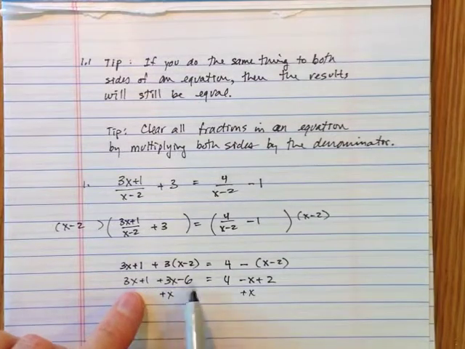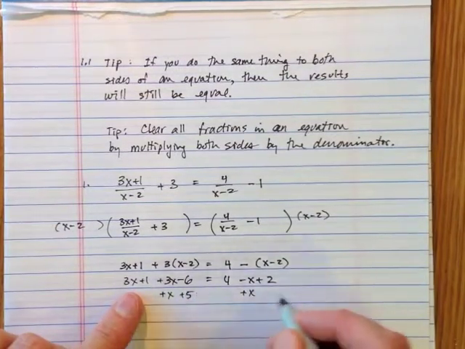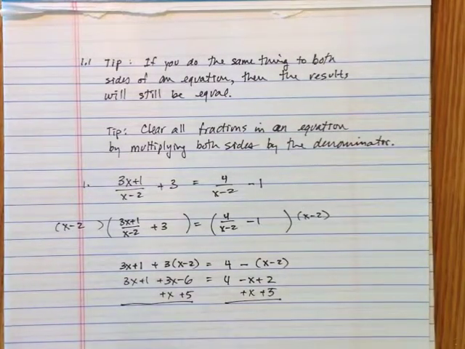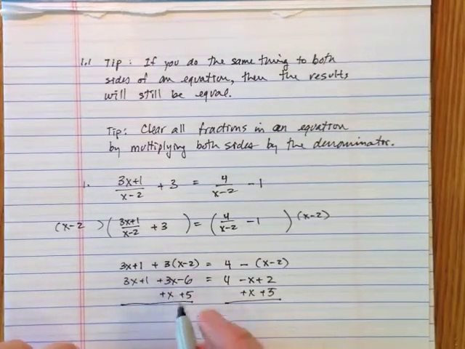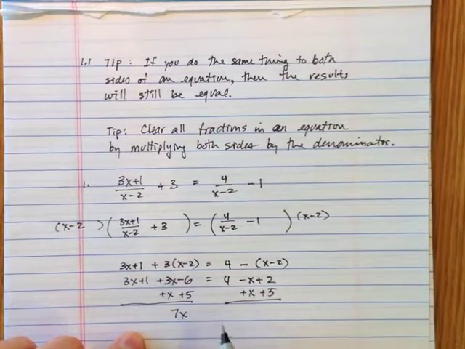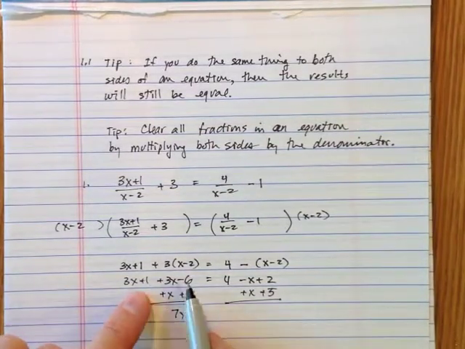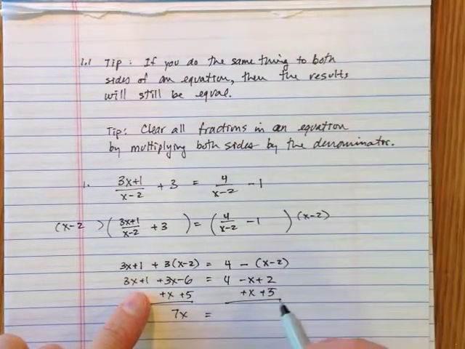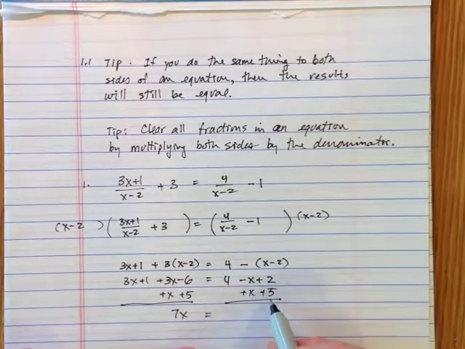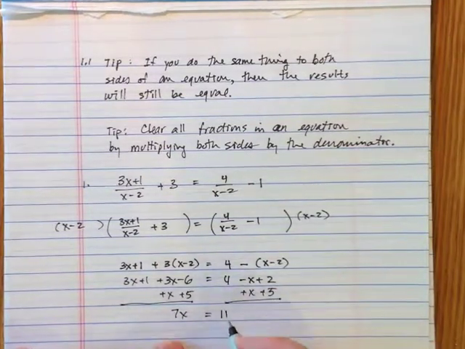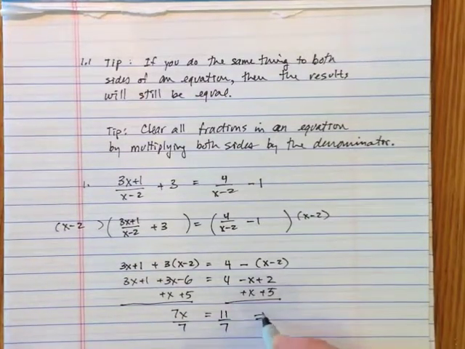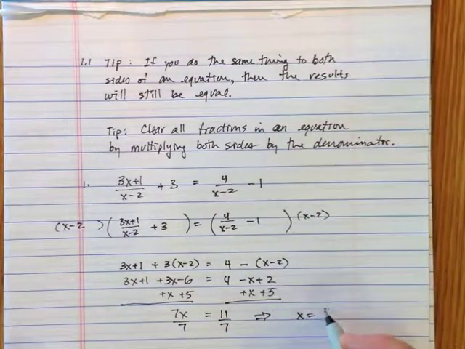I've got a minus 5 on this side. Let's add 5 to both sides. And the results must still be equal. So over here I have 7x, but that's it, because the 1 and the negative 6 and the 5 have been rigged so as to cancel away completely. The x's cancel on the right side, and all I've got is 4 plus 2 plus 5, which is 11. Divide both sides by 7, and the solution is x equals 11/7.